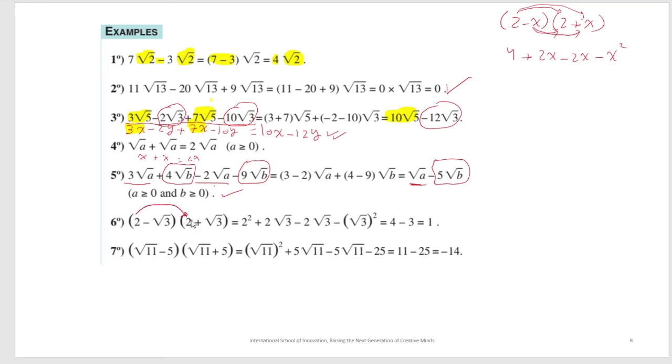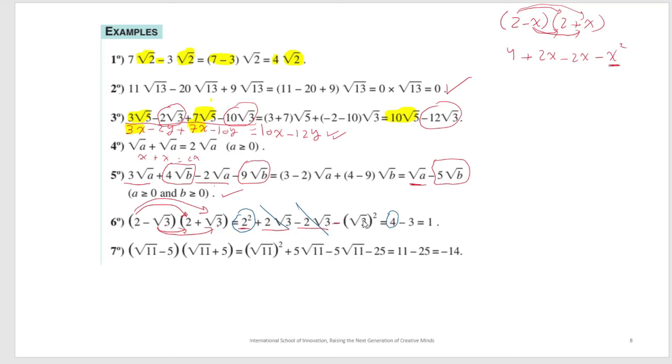So 2 times 2 is 2 squared, or you may write it 4 directly. 2 times radical 3 is 2 radical 3. Then negative radical 3 times 2 is negative 2 radical 3 again. And negative radical 3 times positive radical 3, negative times positive is negative, radical 3 times radical 3 is radical 3 squared, as x squared. Let's simplify here. 2 radical 3 minus 2 radical 3 is 0, and 2 squared is 4.